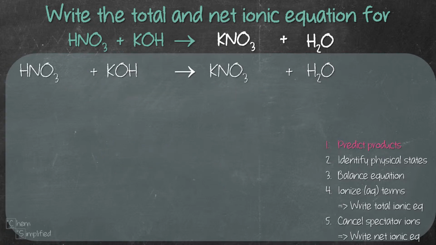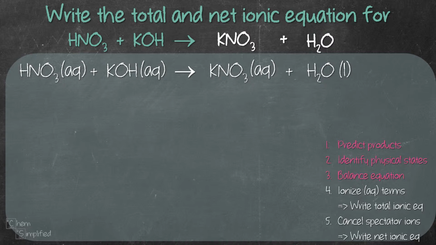Now that we've figured out the products, it's time to move on to the second step, which is to identify the physical states using solubility rules. If you need a refresher on how to determine the solubility of the compounds, I'll link the video here. So it looks like we have aqueous for the acid, base and salt, and liquid for water. Moving on to step 3, we need to make sure that the equation is balanced. In our case, this equation is already balanced, so we're good to go.